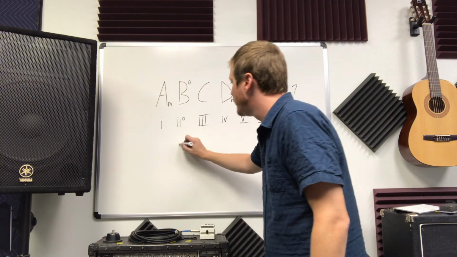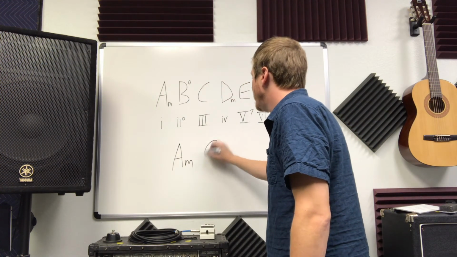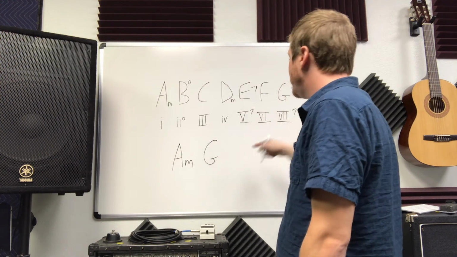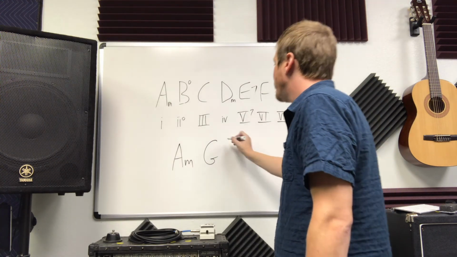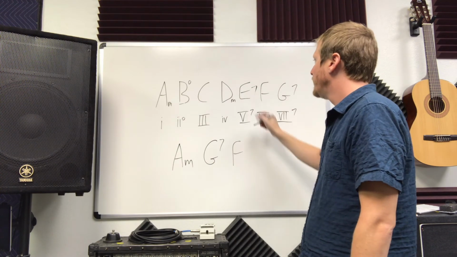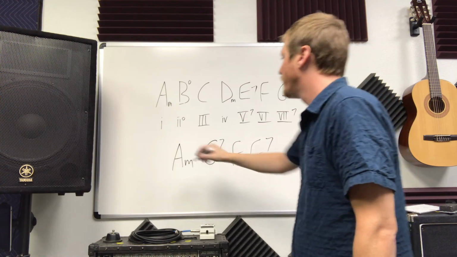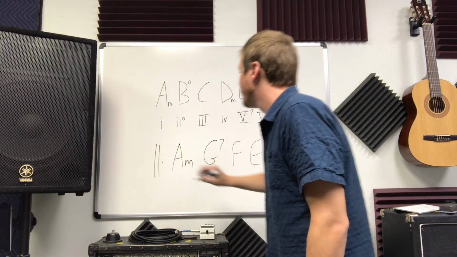So say we have A minor, which is the 1 chord, then we're going to go to G. We could go to G7, we could also go to G major, but let's call it G7. Then we're going to go to F major, okay? Then we're going to go to E7, okay? And this is a pretty common progression you'll see in music that's used a lot.